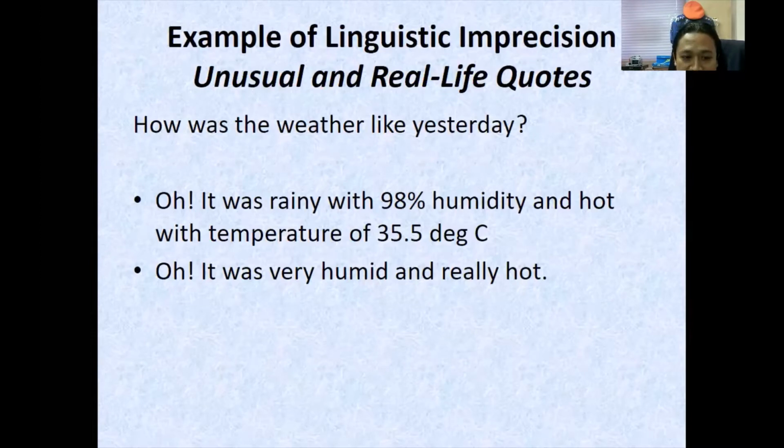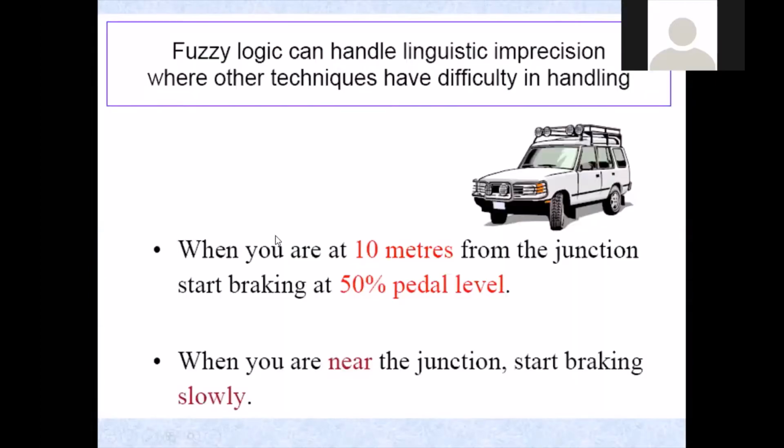For example, very humid and really hot. So how can we set them? For example, really hot: you set the range based on your observation.